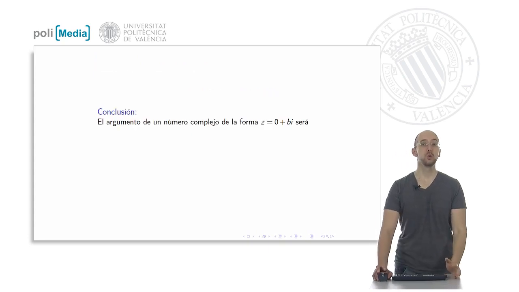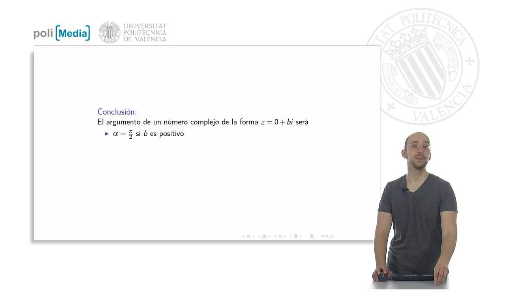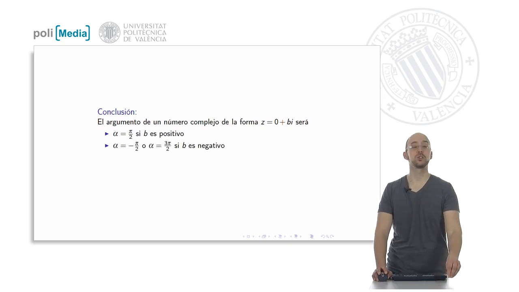Well, conclusion. What happens when we have complex numbers of the form 0 plus bi, that is, pure imaginary numbers? In this case, we have that the argument is pi halves if the imaginary part is positive, and we have that the argument is minus pi halves or 3 pi halves if the imaginary part is negative.